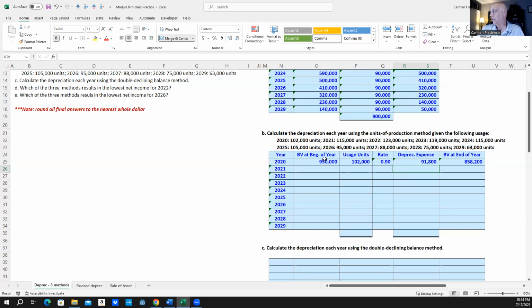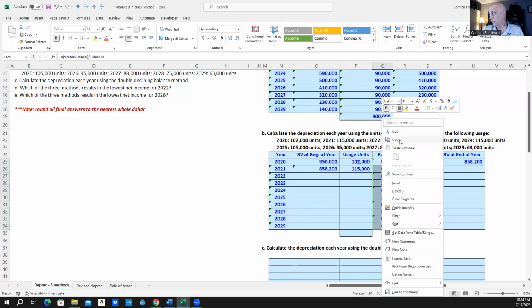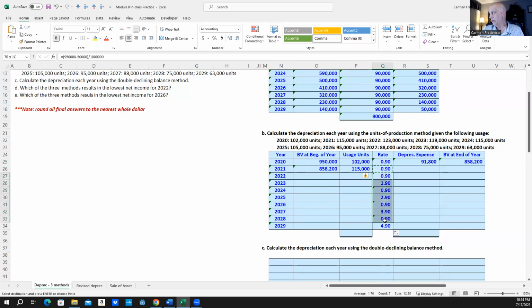Okay, so then year two, what do we have? The beginning book value was last year's ending book value. The usage in units, in this case, is going to be 115,000 units. That's what we used. The depreciation rate is still 90 cents. It's going to be 90 cents the whole way down. Okay, just copy it right down. Oops, that's not going to work. Let's copy that and paste it in.